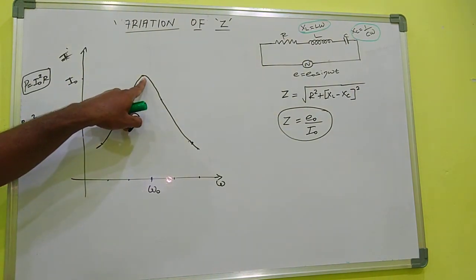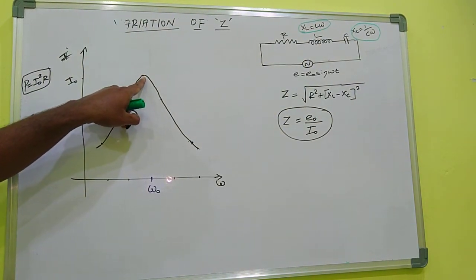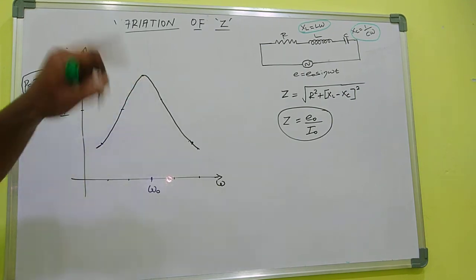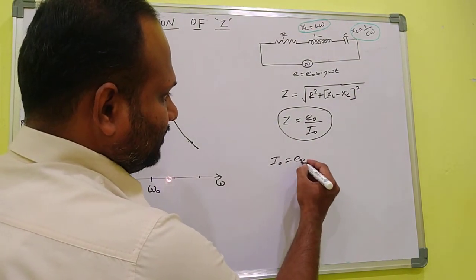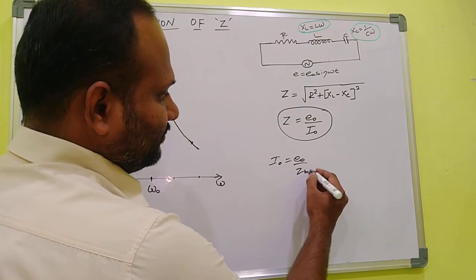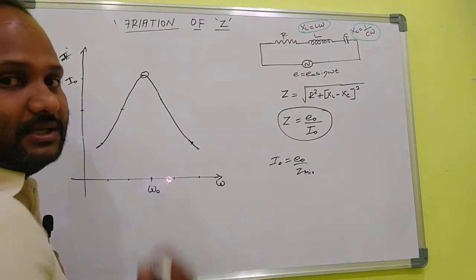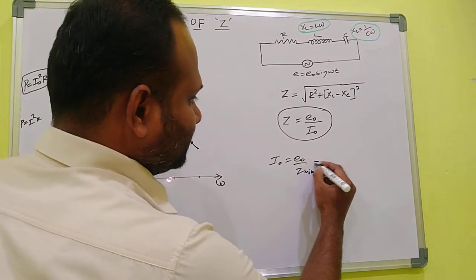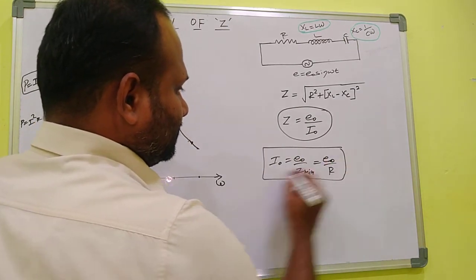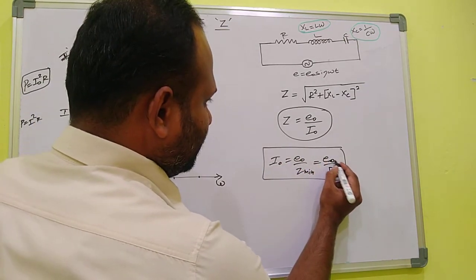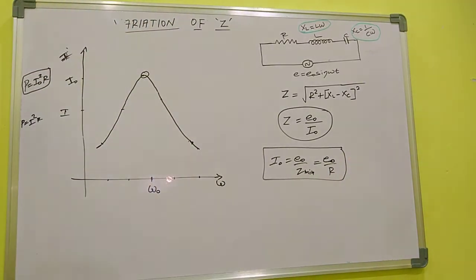At this place, this is the peak value of current. At the peak value of current, the impedance is minimum, which is equal to only the resistance. So we can write I naught is equal to E naught by Z. Here Z is minimum at this condition, and Z minimum is nothing but resistance. So I naught is equal to E naught by R, that is resistance. Okay. Then what?